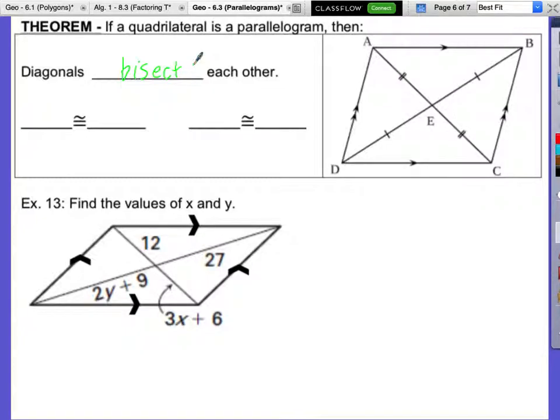So somebody give me an example of two segments here that would be congruent from our diagonals. Noah. AE and CE, so two parts of that one diagonal. This is cut in half. E would be the midpoint of that. This is bisected by the other diagonal. Raise your hand if you want to give me the other one. Josie. Awesome. DE and BE. Could you have called it EB as well? Yeah, sure, either way.